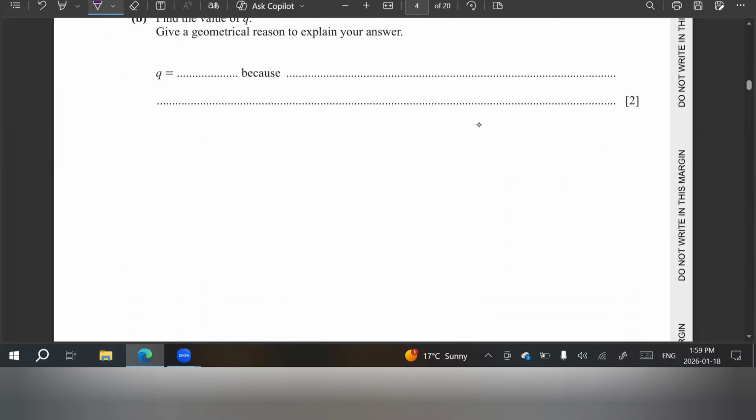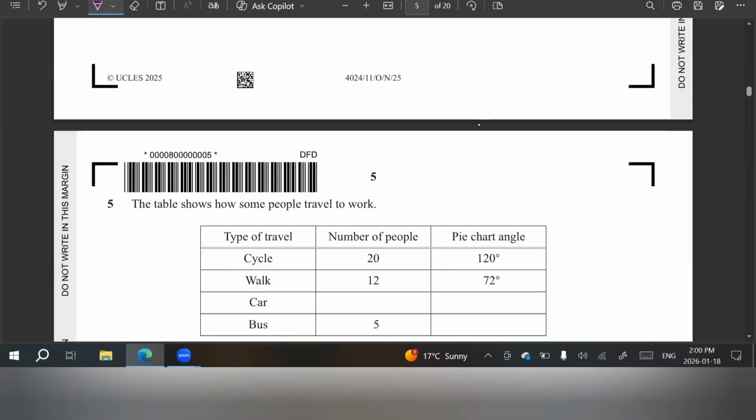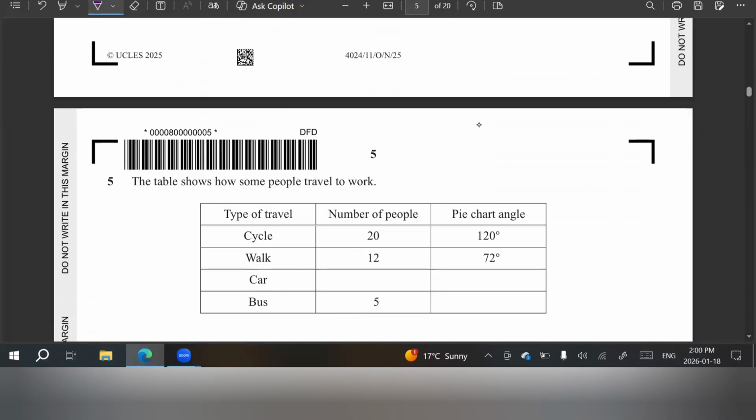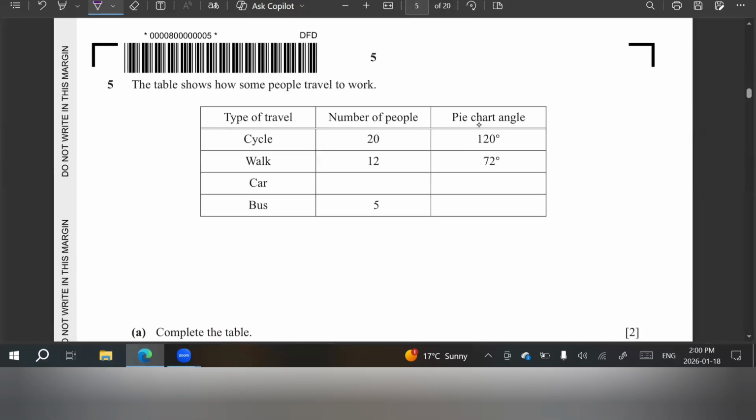The next question coming up on your screen is question number 5. Here he says the table shows how some people travel to work. The type of travel: cycle, walk, car, or bus. The number of people for cycle is 20. The pie chart angle is also given for the cycle, which is 120. The number of people who walk is 12. The angle on the pie chart, when you represent this data, is 72 degrees.